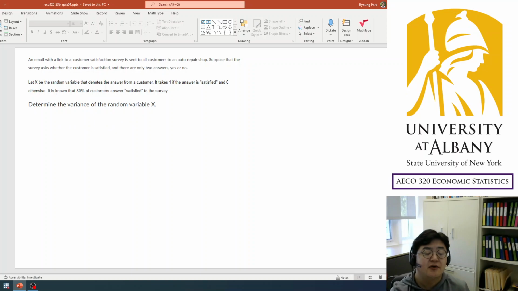Okay, so the original outcomes are satisfied or not, and they are not numbers, so we cannot calculate the variance without changing them into numbers. So we change them into numbers, like satisfied is labeled as 1 and not is labeled as 0. That is a numerical description of the outcomes, so it is a random variable. We call that X.